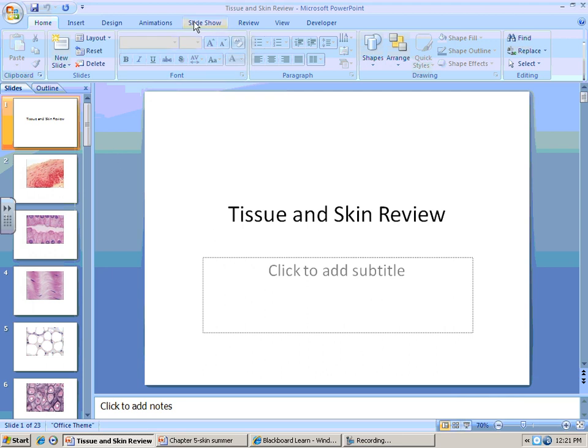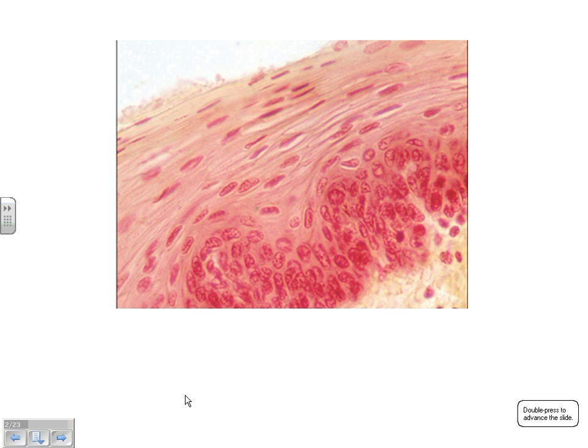Through and review our tissues, and then we're going to start talking about skin. Okay? First tissue. What type of tissue is this? Stratified squamous epithelium. What is its function? Protection. Where is it found? Anywhere where there's abrasion. So skin. Anywhere else? Mouth. Vagina. Good. Okay? Very good.